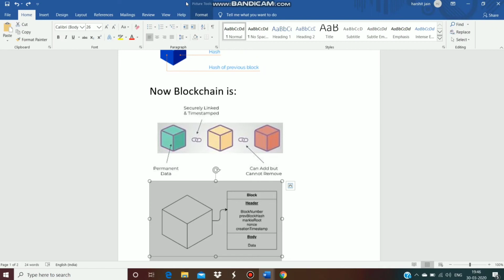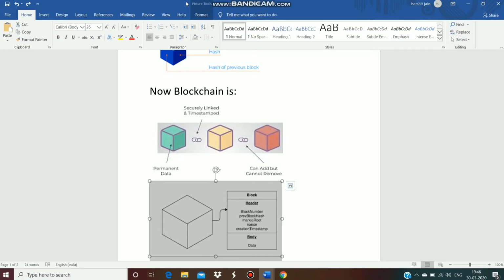Nonce, this nonce is very important. We'll be discussing it in the mining videos. Next, timestamp. Each and every block is associated with some time, and that time increases continuously. Next, body. The body contains nothing but sets of transactions. There can be multiple transactions in each block, which is the data. Now we can assume this block as a linked list.